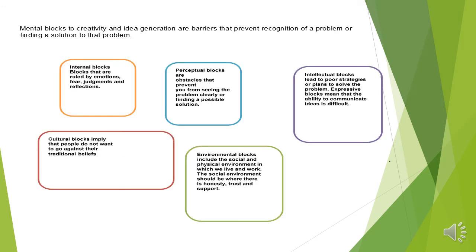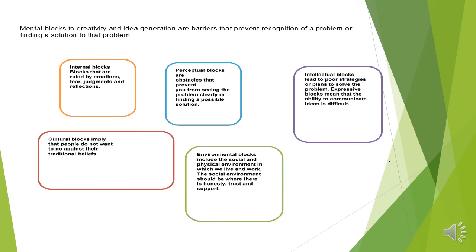Next slide, we have a diagram there for mental blocks. Internal blocks are blocks that are ruled by emotions, fear, judgments, and reflections. Then perceptual blocks are obstacles that prevent you from seeing the problem clearly or finding a possible solution. Intellectual blocks lead to poor strategies or plans to solve the problem. Expressive blocks mean that the ability to communicate ideas is difficult.